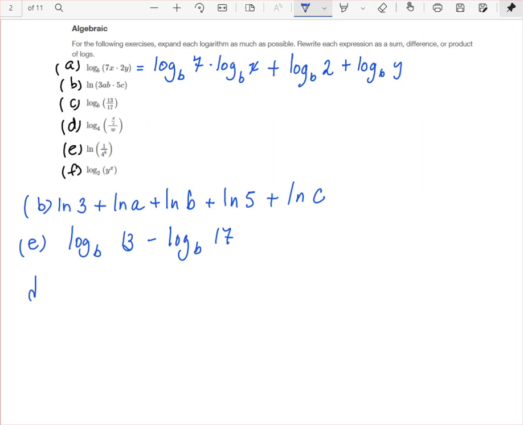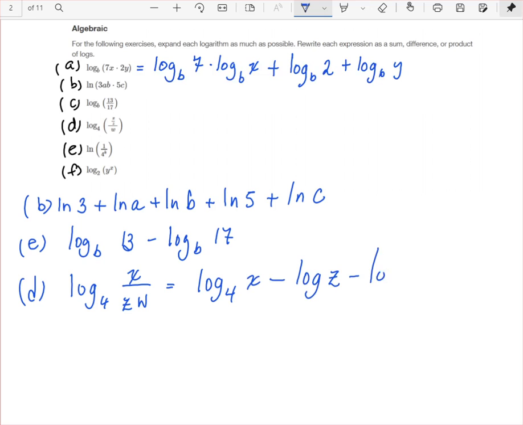Now letter D looks very scary, but that's just because you have two fractions. In reality you can rewrite it, as the x is on top and the z and the w go in the bottom. So you write it as log 4 of x minus log z minus log w. Anything on the bottom you write with a subtraction, anything on top you write with a positive.